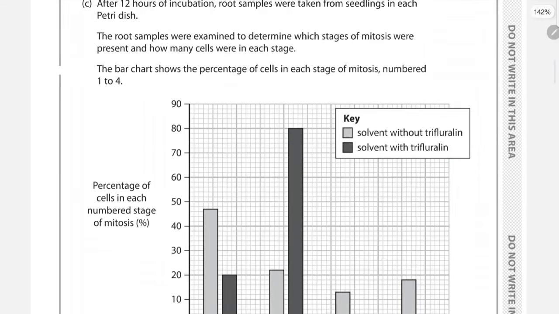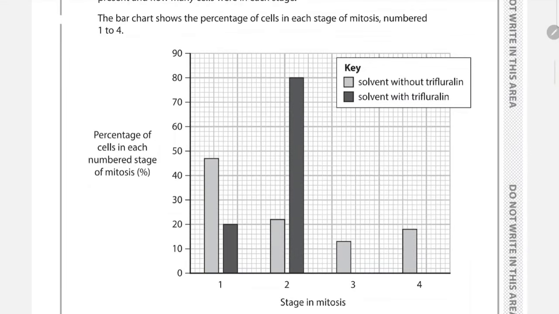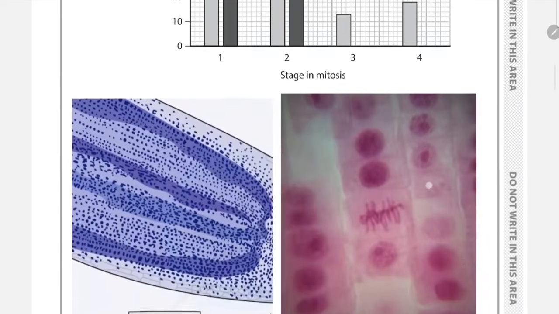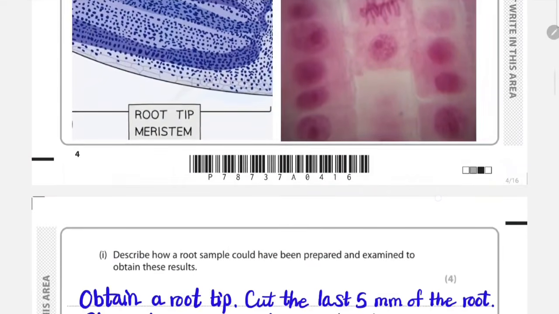Alright, we can see here that we are seeing the comparison with the control experiment, so that the difference between them, of course, is the effect of trifluralin alone. And that was the answer to the question that asked us, why have we used a control experiment in the first place? So now let's see the question.